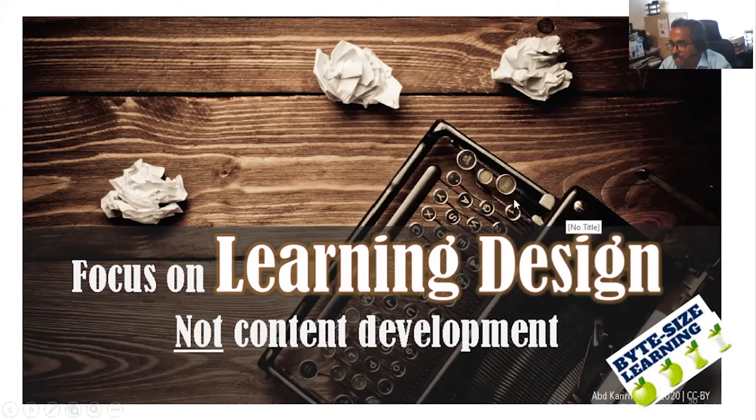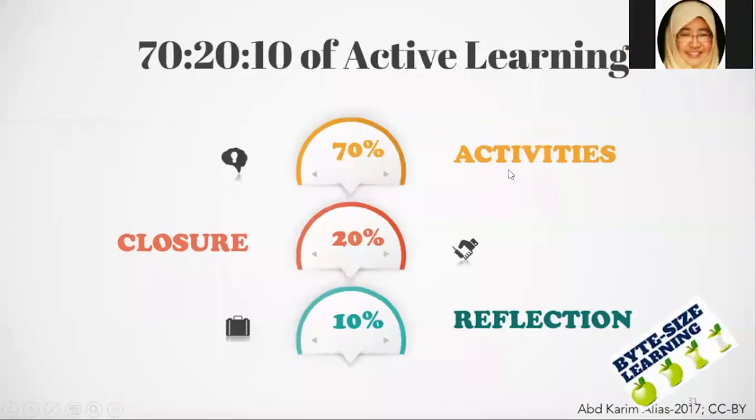I will share with you later some of the pages that I've developed. And this 70-20-10 is just a number, a guideline for you. Activities, there should be a lot of activities when you go online, synchronous especially. And then there should be a closure. Closure is basically a summary of what you have done. And then you can also ask the student to reflect. Okay, some of your activities can also go into reflection. You can give them a reflection question, and that can also be an activity.